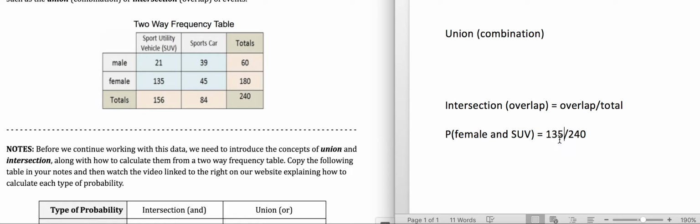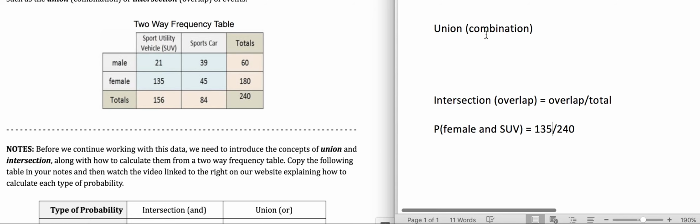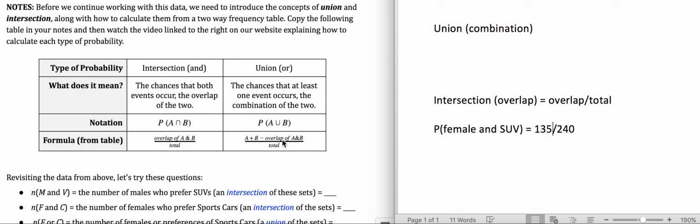That would be my final answer. I'm not going to reduce it. I'm going to leave it in fraction form because that's the most precise value. So the intersection of female and SUV would be 135 over 240. Now I chose to do this one first because for our union, we need the intersection in that formula.